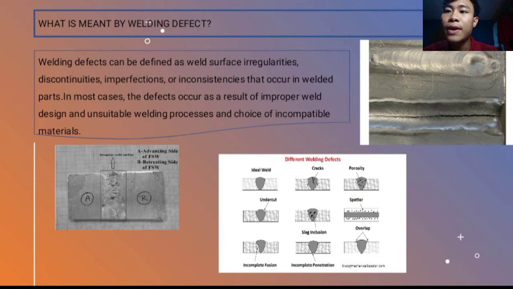Different welding defects: cracks, porosity, undercut, slag inclusions, spatter, incomplete fusion, incomplete penetration, overlap.